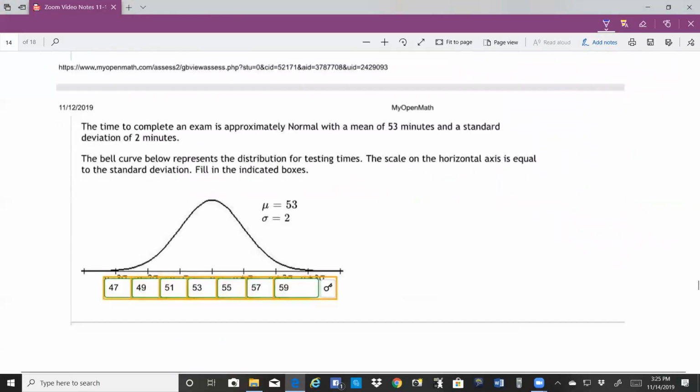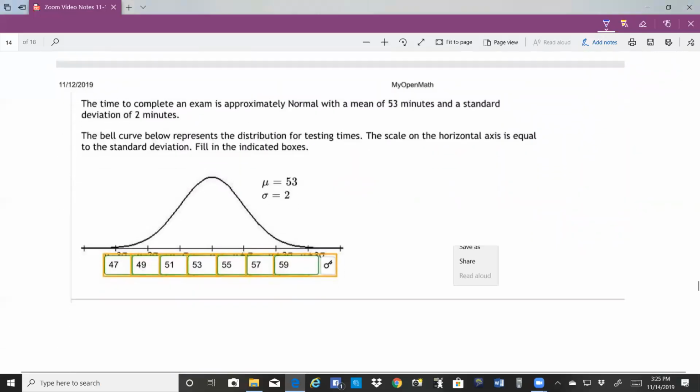Number 18, you had to fill in this normal chart where you had a mean of 53 minutes and a standard deviation of 2 minutes. This is a little bit offset, but the mean is 53, then add 2, add another 2, and another 2, and you get 55, 57, and 59 for 1, 2, and 3 standard deviations above, and then subtracting 2, you get 51, 49, and 47 for minus 1, minus 2, and minus 3 standard deviations.